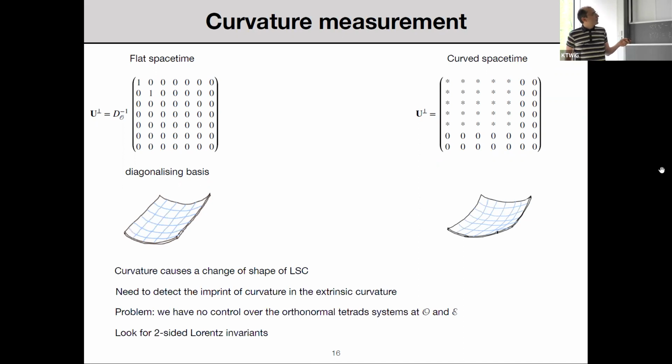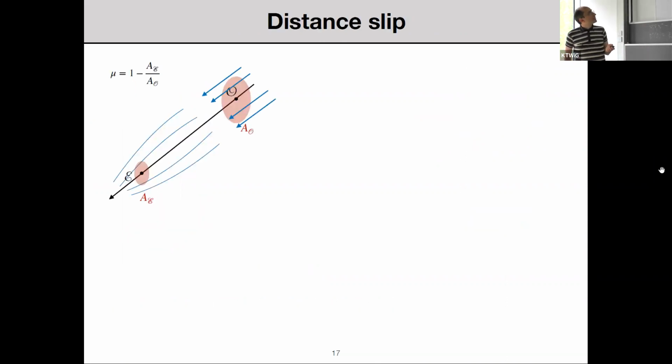So curvature causes changes of the shape of the local surface of communication, and we need to detect this imprint of curvature. Now, the problem is that it's very difficult to have any control over the orthonormal tetrads we use in the 2 systems. So the idea is now to look for 2-sided Lorentz invariants, some quantities which don't depend on the choice of tetrads at both endpoints. And here I decided to use something from our previous papers, something I call the distance slip.